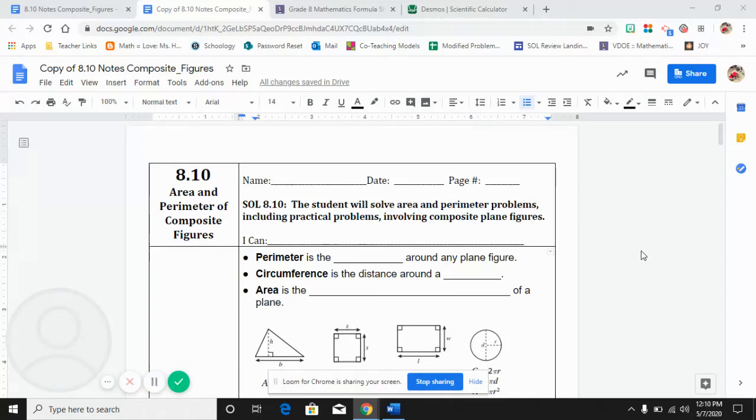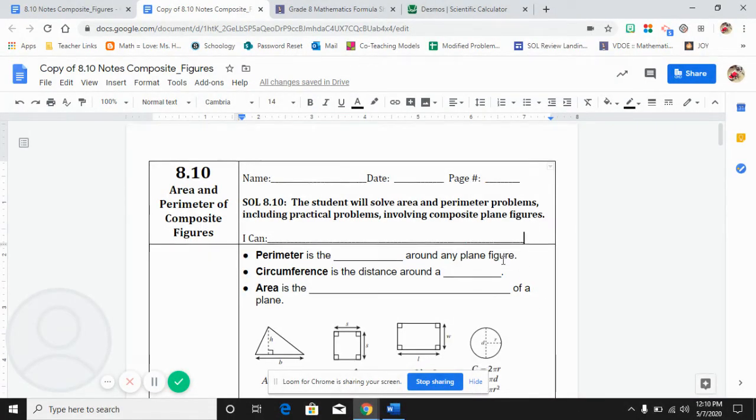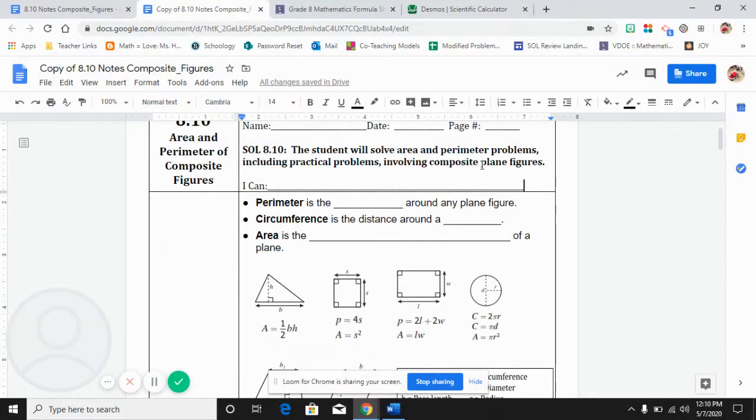All right, so today we're going to talk about area and perimeter of composite figures. But before we can get into what composite figures are, we need to start by just talking about regular plane figures. So a plane figure is just a two-dimensional figure. Think of shapes that you've been familiar with since elementary school: triangles, rectangles, circles, and so on.